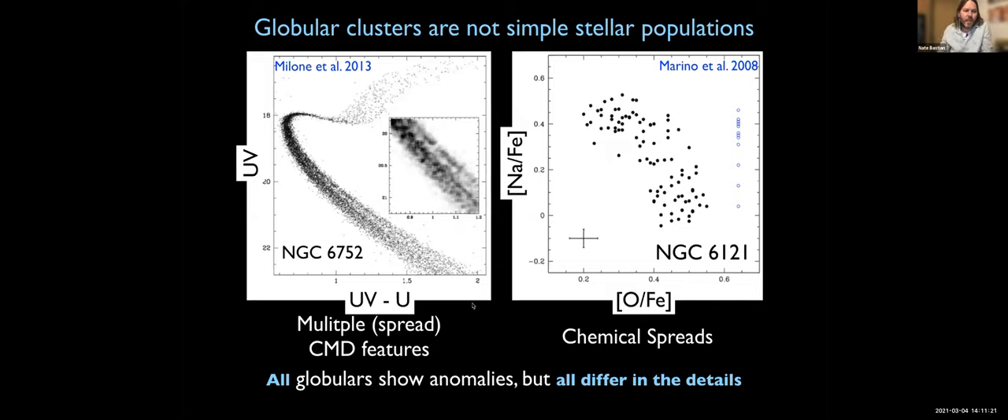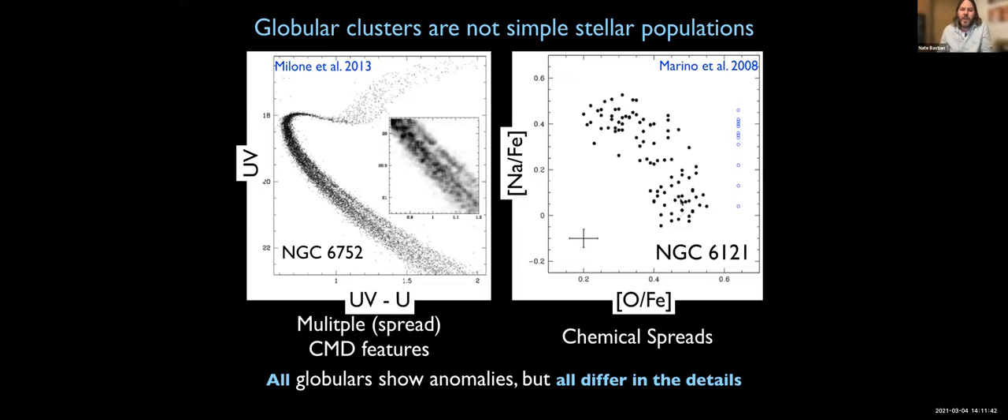This is one example here by Antonino Malone, where you see a very clear split of the main sequence in these bands, and also splitting and spreads amongst the red giant branch stars as well. And this is also reflected if you look at individual stars, you can get high resolution spectroscopy and actually measure their abundances of certain elements like sodium or oxygen.